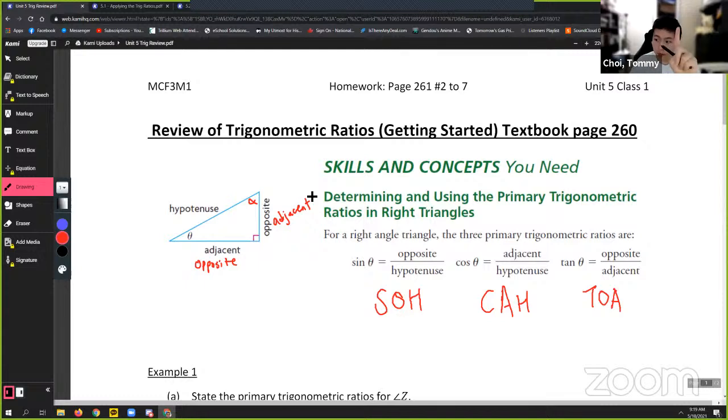Step number 1, identify the angle. Step number 2, find the hypotenuse. Step number 3, find the opposite. And then step number 4, find the adjacent. That's usually the process I follow in figuring out what your three sides are. So once again, step 1, identify the angle. Step 2, identify the hypotenuse. Step 3, identify the opposite. And then step 4, identify the adjacent, which is the last side that you did not label. Okay?